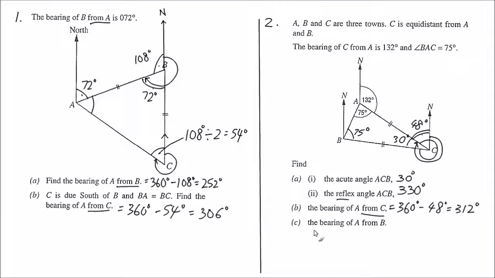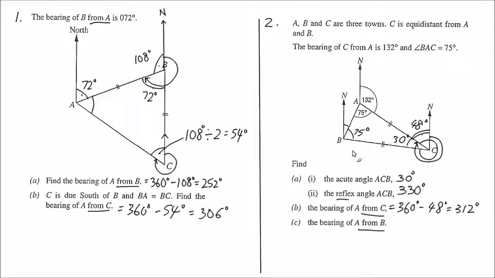Now for the final part, the bearing of A from B. A from B. It says here from B. So we know the angle we want is at the point B. So we start from a point above B and go in the clockwise direction until we reach the line AB, which is here. So the angle we want is here. The small angle here.